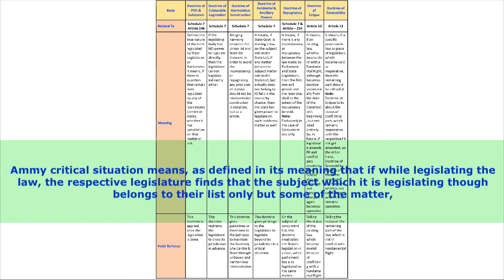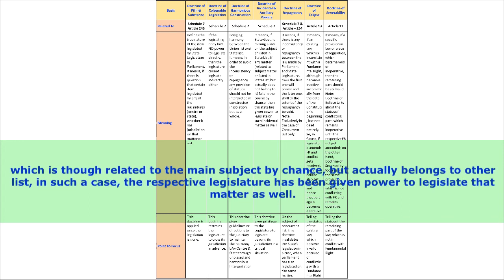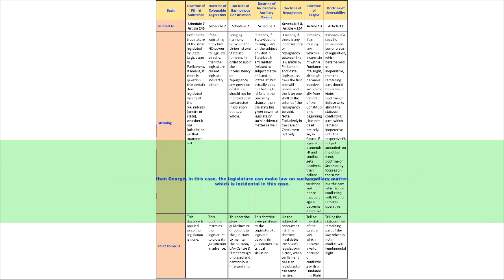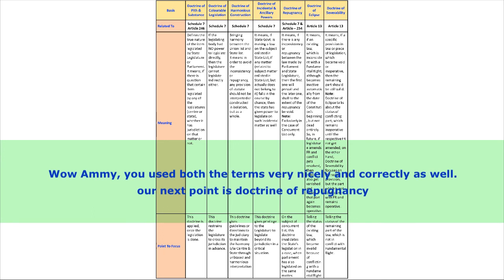A critical situation means, as defined in its meaning, that while legislating the law, the respective legislature finds that the subject which it is legislating belongs to their list only, but some matter which is related to the main subject by chance actually belongs to the other list. In such a case, the respective legislature has been given power to legislate that matter as well. Then, George, in this case, the legislature can make law on such an ancillary matter, which is incidental. Wow, Annie, you used both the terms very nicely and correctly as well.